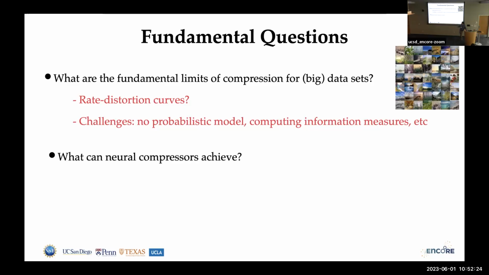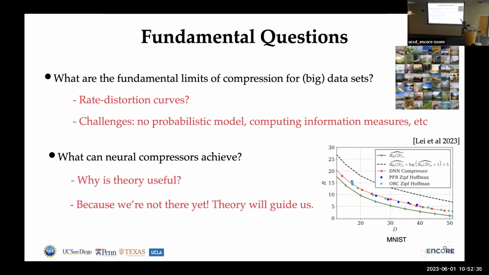And the next natural question is, once we know these fundamental limits, well, what do neural compressors do compared to these limits that we have? Why do we want to study this question? Well, this is from a recent paper that we have. And this is over the MNIST data. So MNIST is probably the simplest data set you could consider for compression. The green curve is the rate distortion function, so the value is precise here, and the red is the performance of neural net compressors.